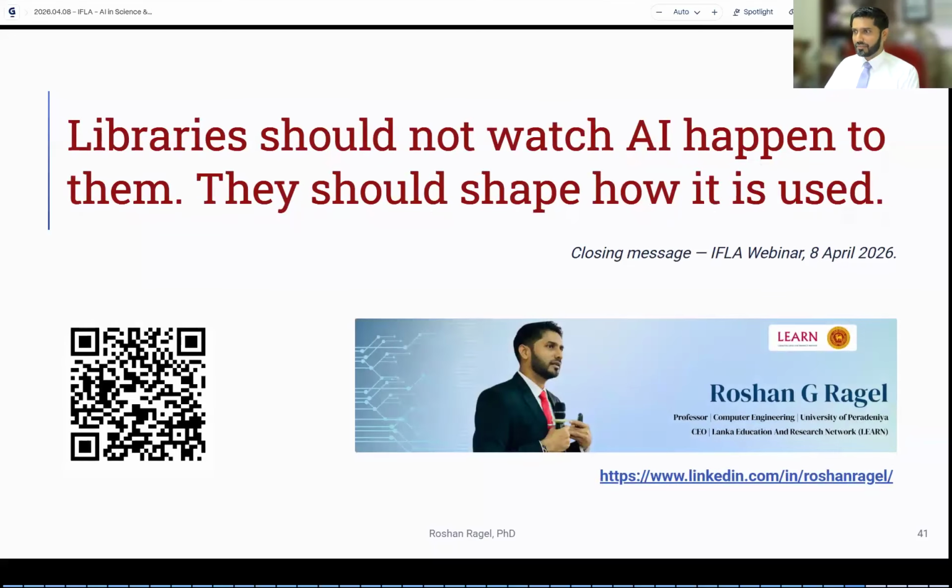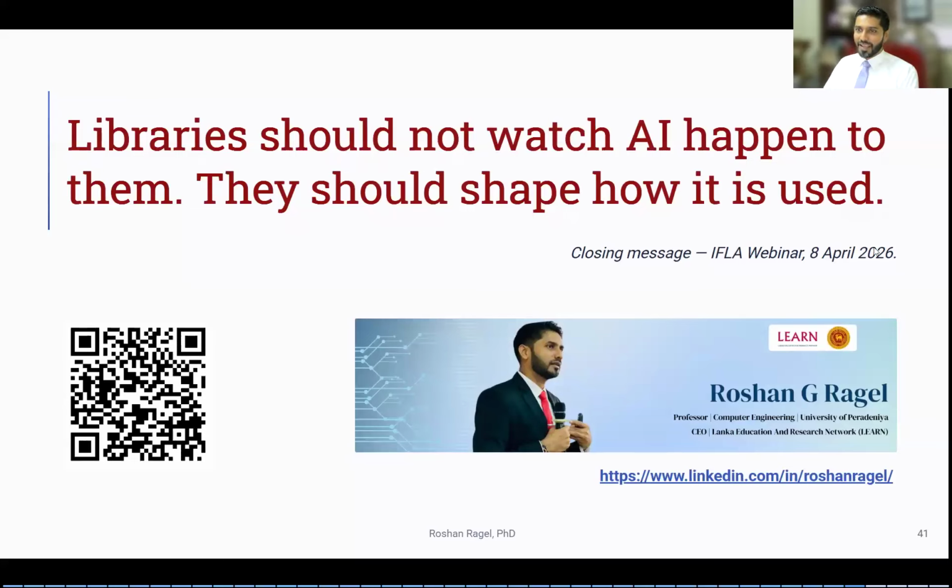And just to finish, I'll finish with this quote I put up for this presentation. Libraries should not watch AI happen to them. They should shape how they use AI, right? I'm sure all of you will take that responsibility. Thank you very much for joining, and thank you for giving me this opportunity to share some ideas with you. I'm happy to take some questions.